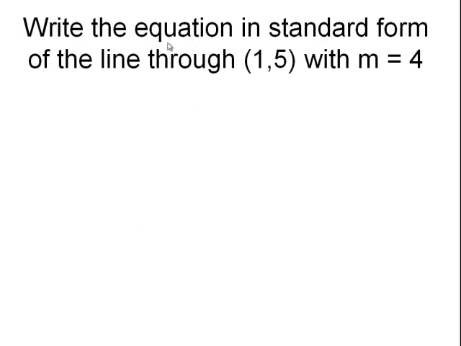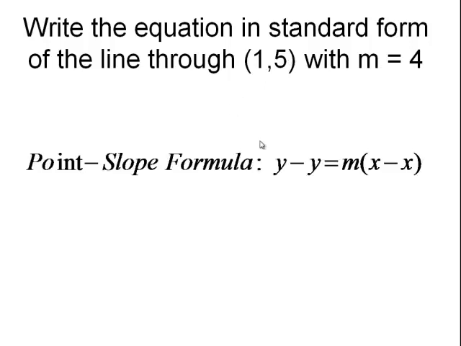Okay, suppose it says write an equation in standard form, but you can't start in standard form. It's going to give you a point and slope. So I'm going to use my point slope formula. Plug in my point, 5 is my y number, and I plug into the second y, so it's y minus 5 equals 4, which is my m, your slope, times x minus your x value, 1. You simply take the 1, the 5, and the 4 and plug them in.